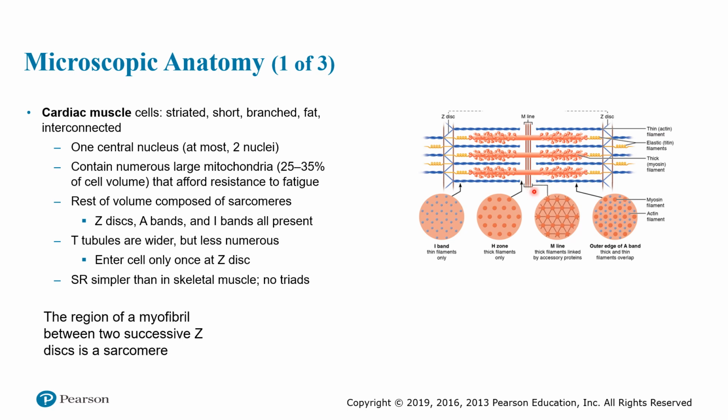And then this is the Z disc. Okay, so all of these features are also present in the cardiac muscles. And then there are T tubules, and they enter at the Z disc. So one T tubule per Z disc. And the sarcoplasmic reticulum is simpler than in the skeletal muscle.